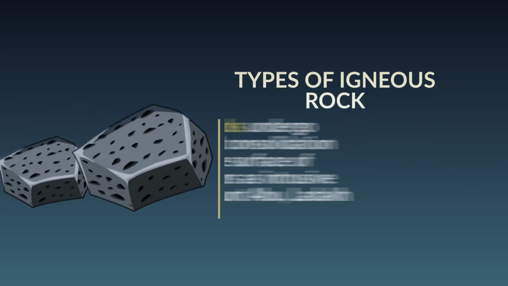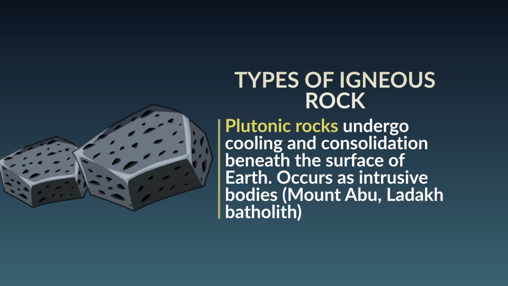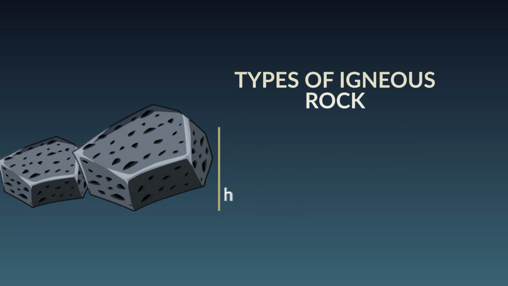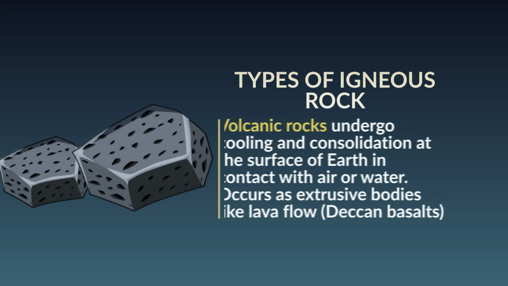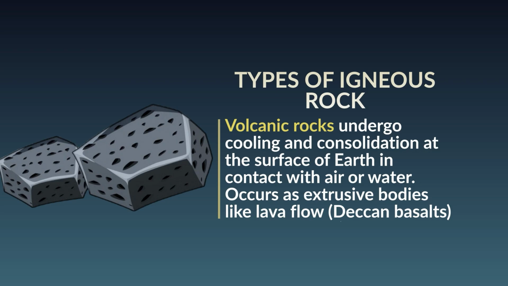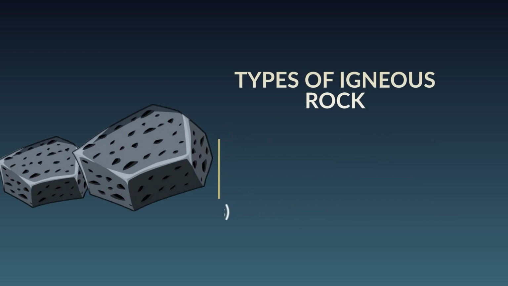And the plutonic rocks, as the term says, undergo cooling and consolidation beneath the surface of the earth and occur as intrusive bodies. For example, Mount Abu, you have the rocks, Ladakh batholith, they are all plutonic rocks. Volcanic rocks are those which undergo cooling and consolidation at the surface of the earth, and come in contact either with the air or water, and they are like lava flow. Examples are the famous Deccan basalts or Malani rhyolites.